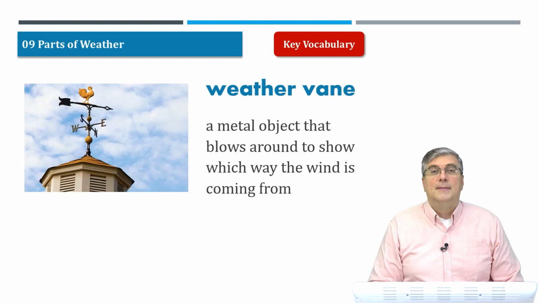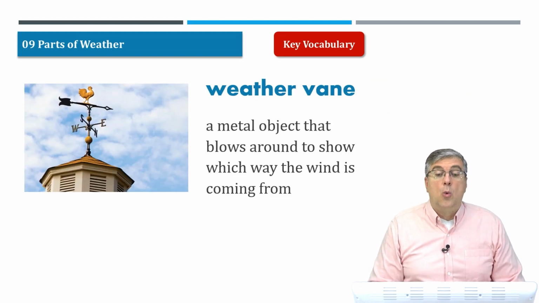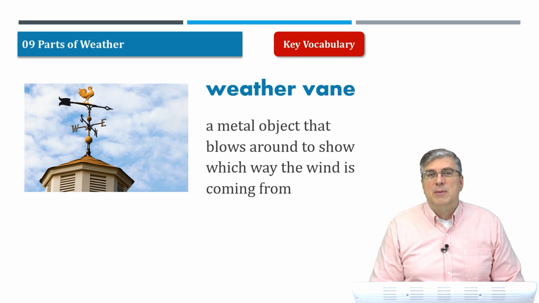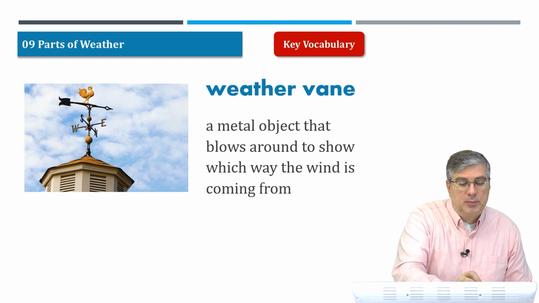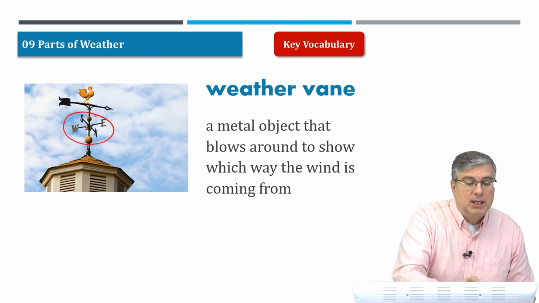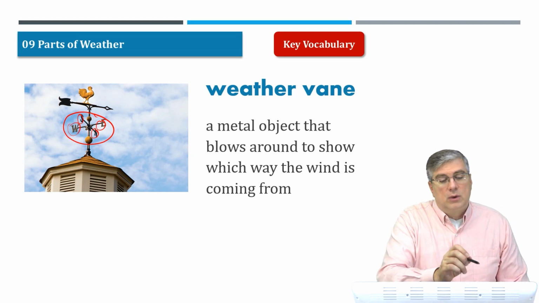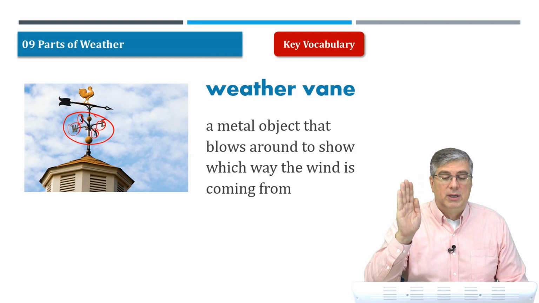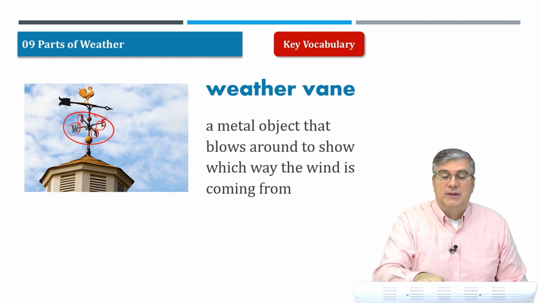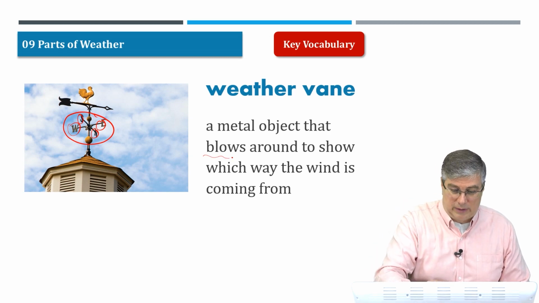Okay, good. Next. Our next word is weather vane. A weather vane is another instrument that weather people use to talk about the weather. And a weather vane basically tells people which direction the wind is blowing. If you look at the picture here, it's kind of interesting, right? Because we see north, south, east, and west. So if we look at the weather vane, and these are usually on the tops of tall buildings, right? It's made of metal. It's a metal object that blows around.